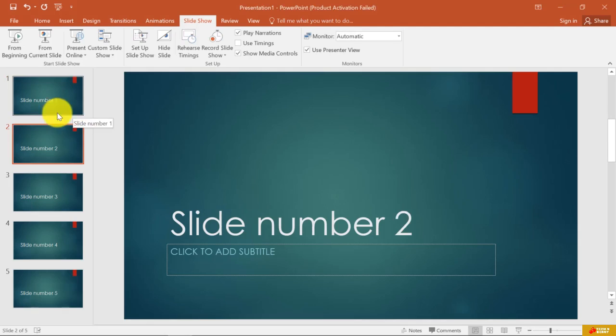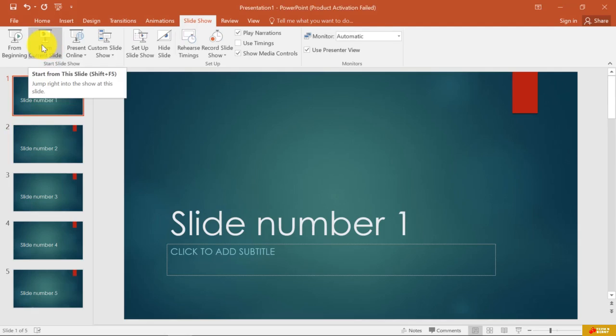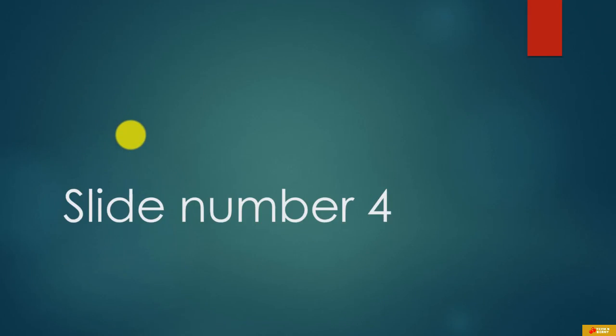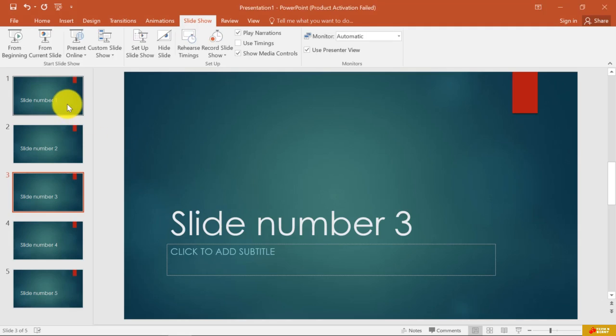The next option you'll see is From Current Slide. From Beginning will start your slideshow from the first slide. From Current Slide means that if I am currently on the third slide, then it will start my slideshow from this third slide. If I click here, you'll see slide number 3. It just starts from slide number 3.